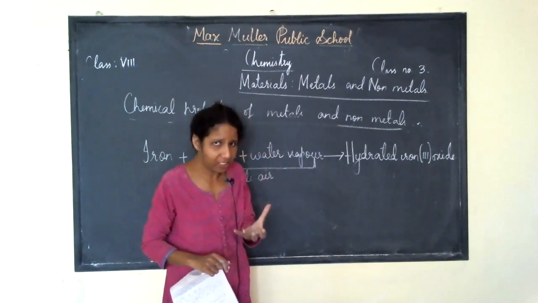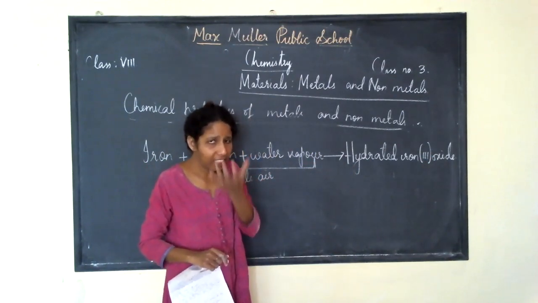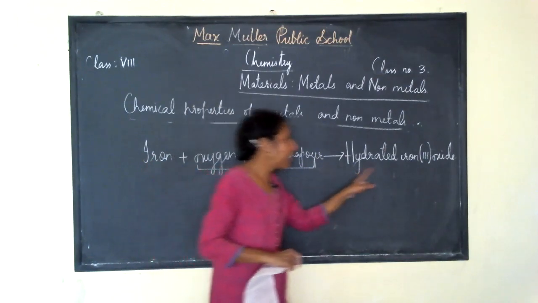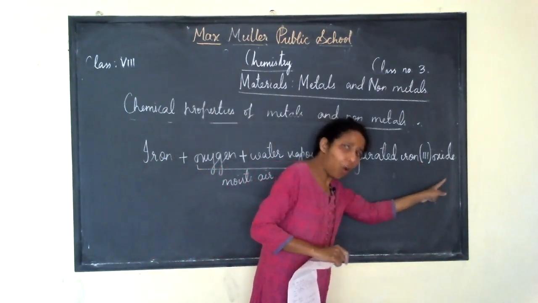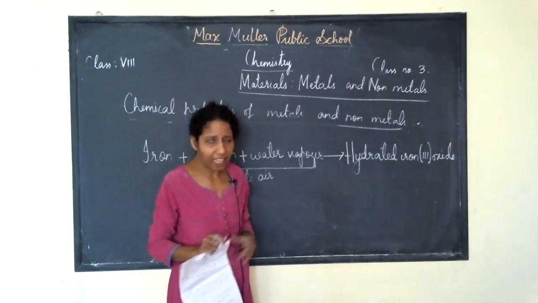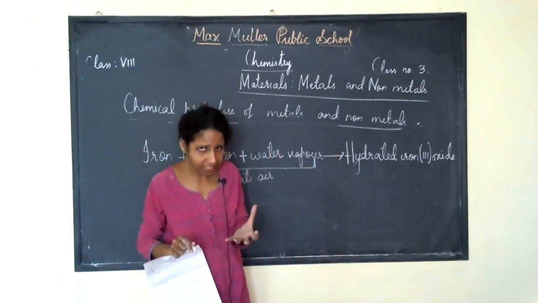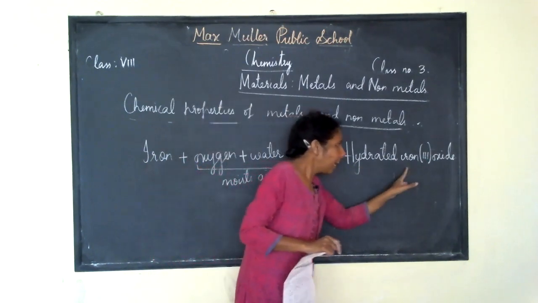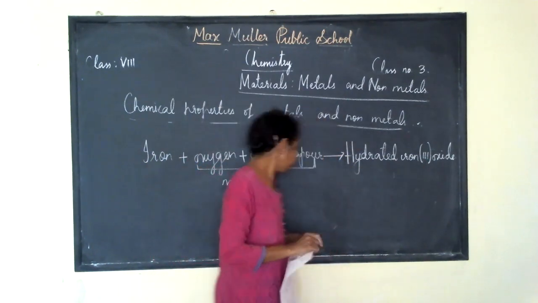What is that? Reddish brown rust. The reddish brown rust over the iron nail is nothing but hydrated iron 3 oxide. Did you people understand this?